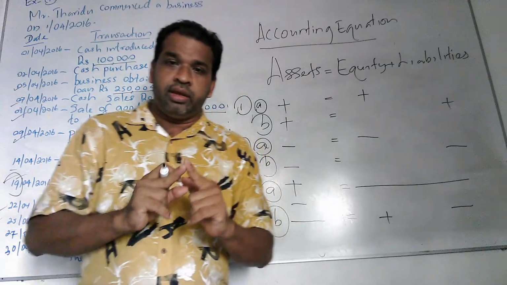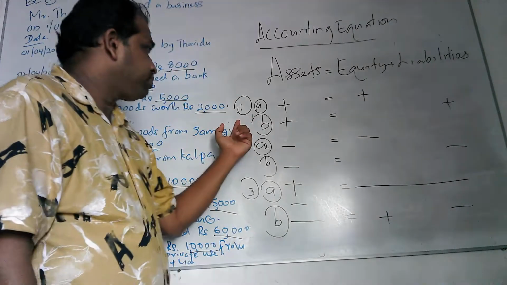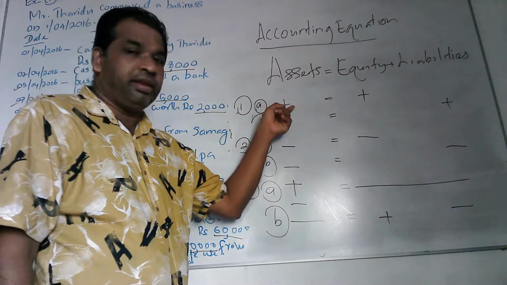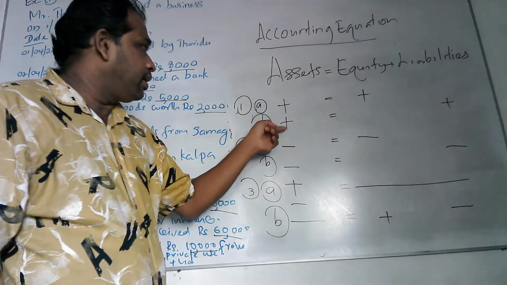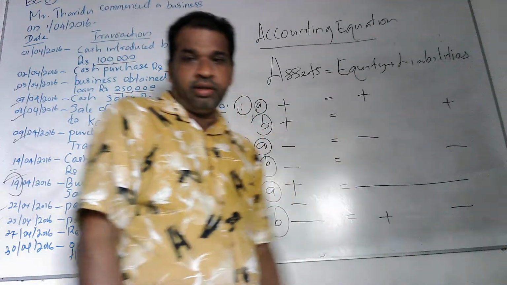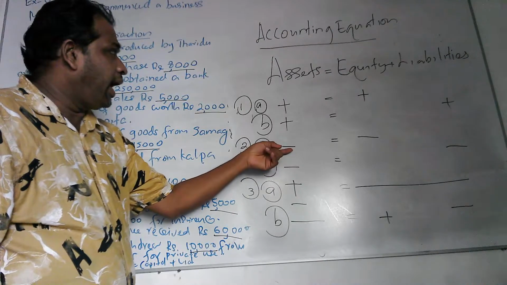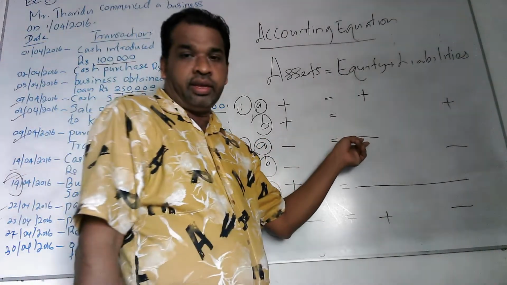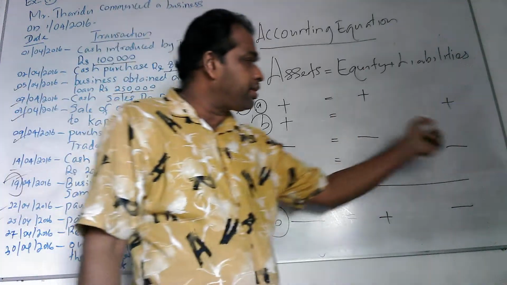There can be only two effects in this account equation. Number one, increase on both sides, under assets and equity. Part B, increase under assets, increase under liability. Second main change, decrease on both sides: under assets decrease, equity decrease. Part B, under assets decrease and liability decrease.